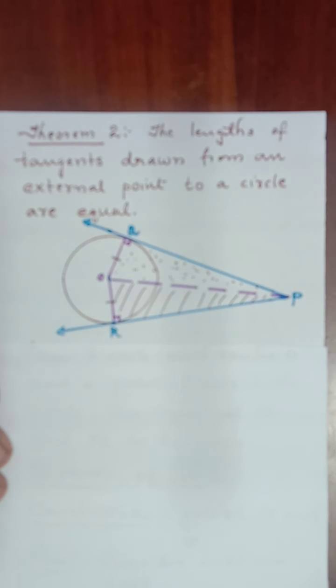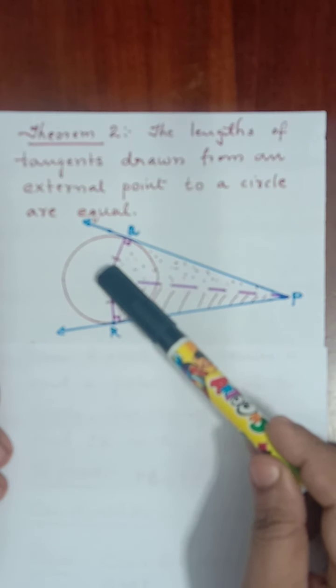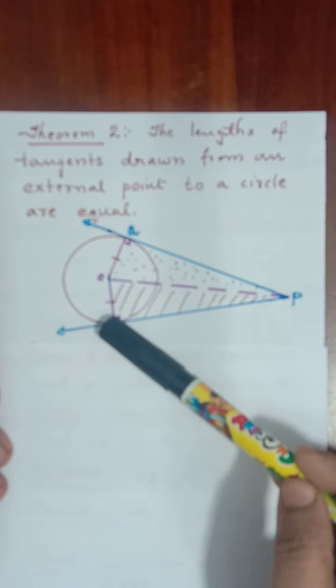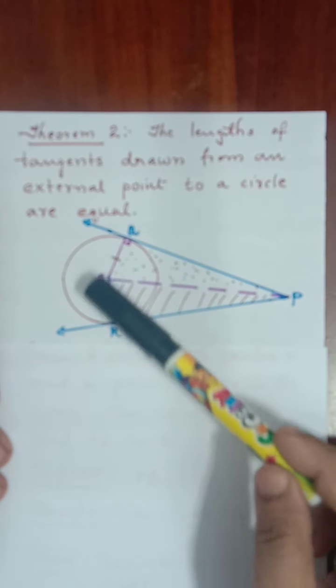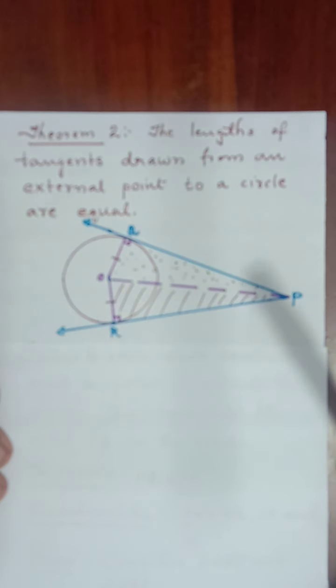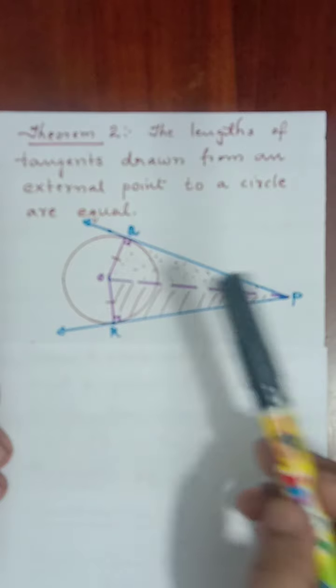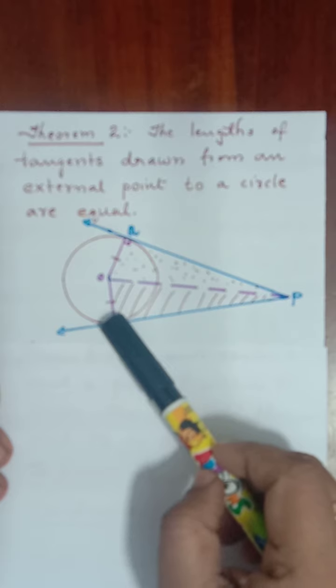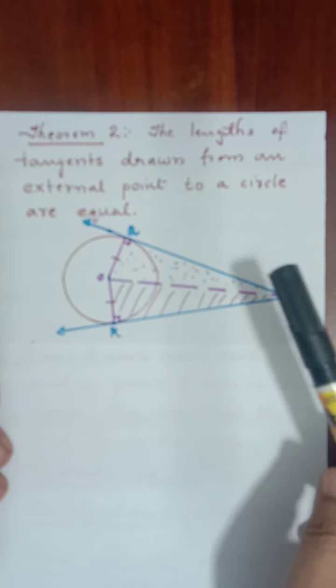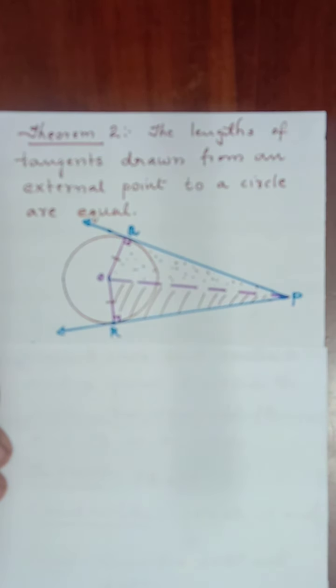Now comes S, side. Which side of these triangles are equal? Which one? Is this OQ radius? OR also radius? They are the corresponding sides of two triangles. So OQ equal to OR because they are radii of same circle. Therefore, by right angle hypotenuse side, in this case also right angle hypotenuse side, by RHS congruence rule, these two triangles are congruent.